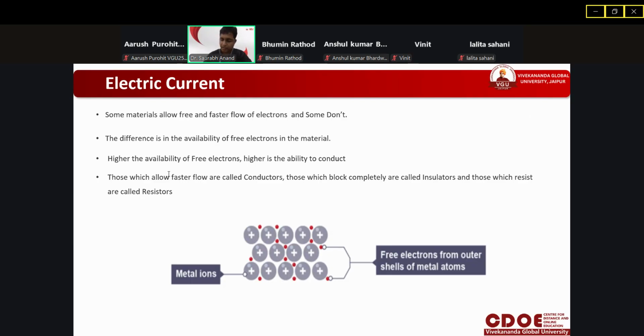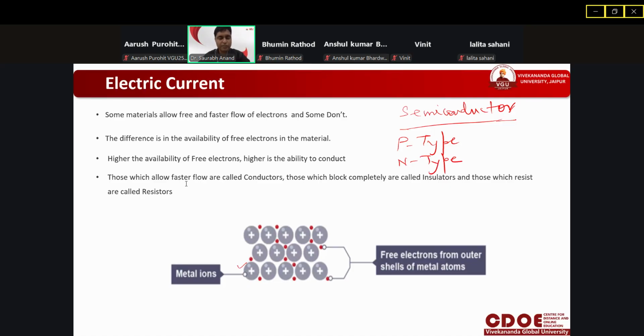So you can see here that these are the ions. So you have to go in depth of the material, right? Like semiconductor. So in semiconductor, we have P type and N type semiconductors, right?